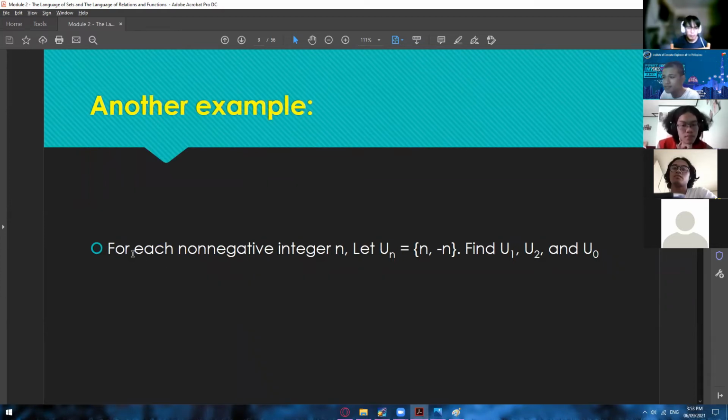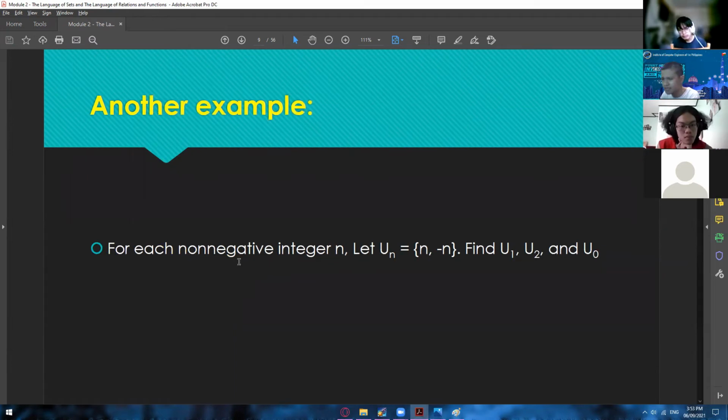So let's have another example. In here, it's what we call the language of sets. This is not the formal language of sets. For each non-negative integer n, let u sub n be equal to n and negative n. It's asking us to find u sub 1, u sub 2, and u sub 0. This one is super easy. Anyone who would like to answer? What is u sub 1, u sub 2 and u sub 0?